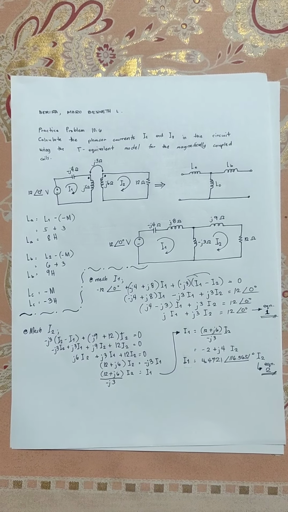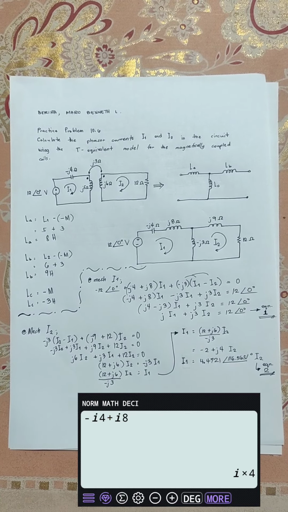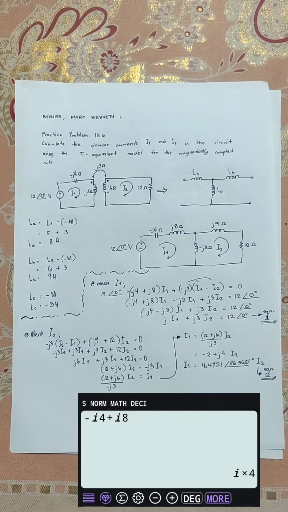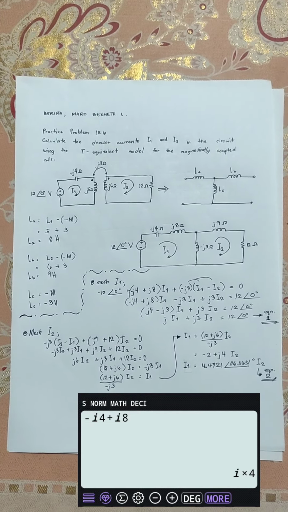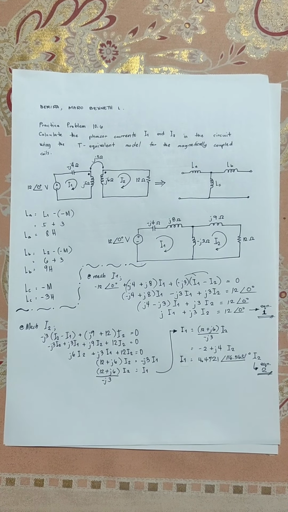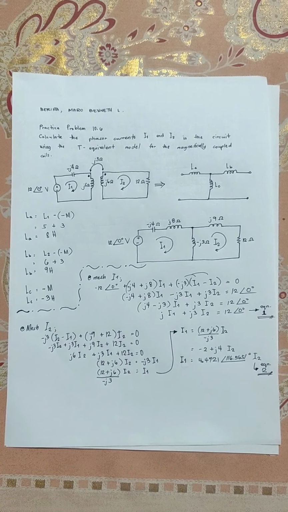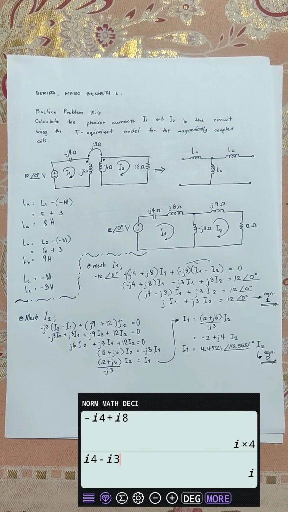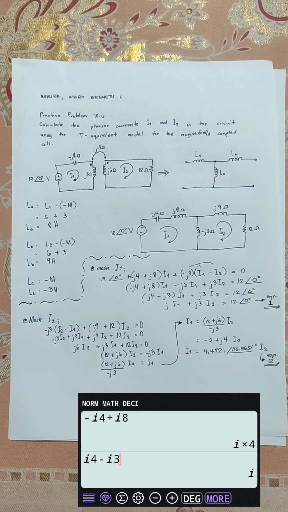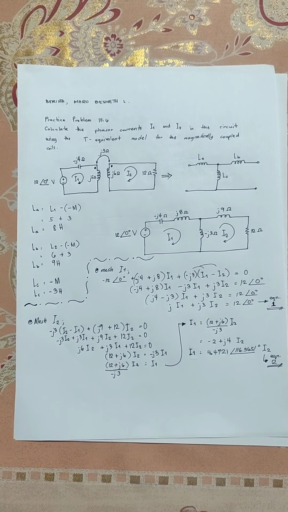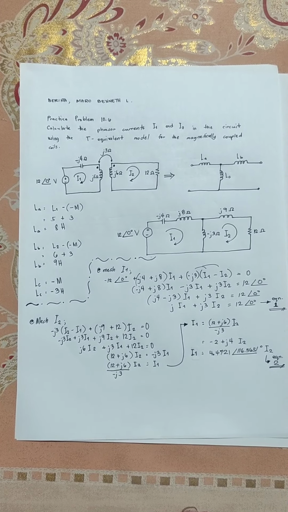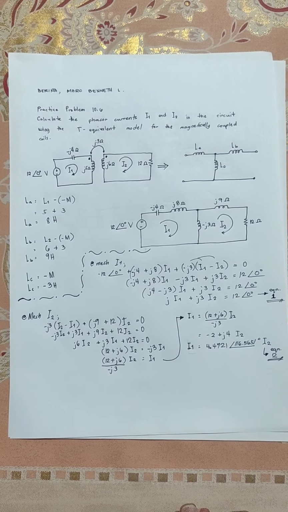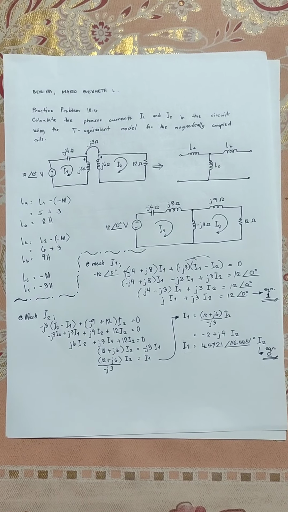degrees. Since -j4 plus j8 is equal to j4, we will combine like terms with -j3 I1. (j4 - j3) I1 + j3 I2 equals 12∠0°. j4 minus j3 is equal to j. So j I1 plus j3 I2 equals 12∠0°. That is our equation 1.